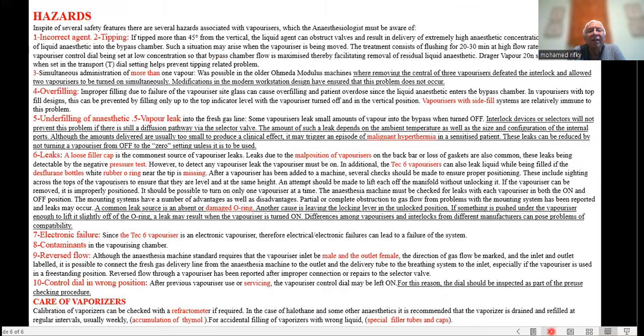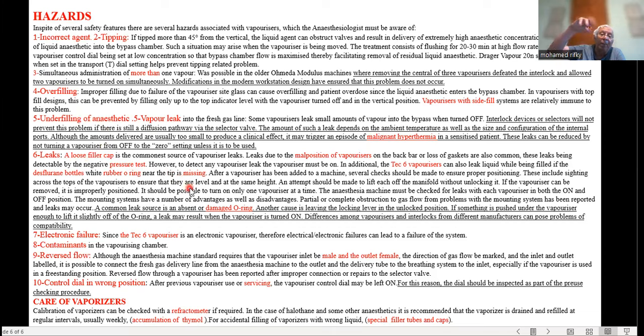The last thing I wanted to have a look at are the problems that occur with vaporizers. We have, of course, incorrect agent that can be filled in the vaporizer. Tipping is the vaporizer being inclined 45 degrees. Of course, this will affect the amount of vapor reaching. The liquid will go to the circuit and increase the concentration. We may have overfilling, and we have vapor leak, underfilling, and we have, of course, leaks.